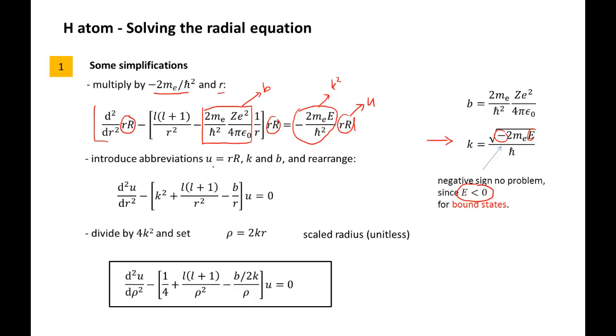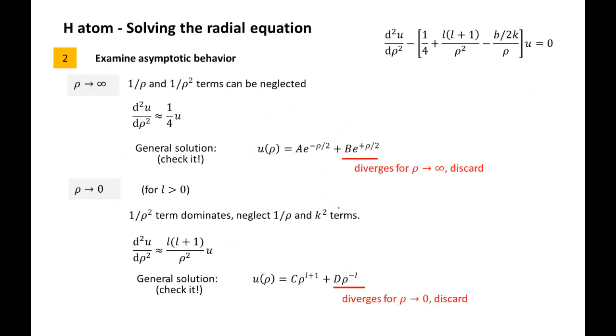With these abbreviations of u, k, and B, we can rearrange the equation to look like this. It looks much simpler now. And note that now it's an equation in u, and not an equation in r anymore. Next, let's divide by 4k squared and introduce yet another abbreviation, rho. Rho is equal to 2kr and basically represents a scaled radius that is unitless. Inserting this, we'll get finally an equation of u that is a function of rho and not a function of r anymore. And now this equation is fairly easy to solve.